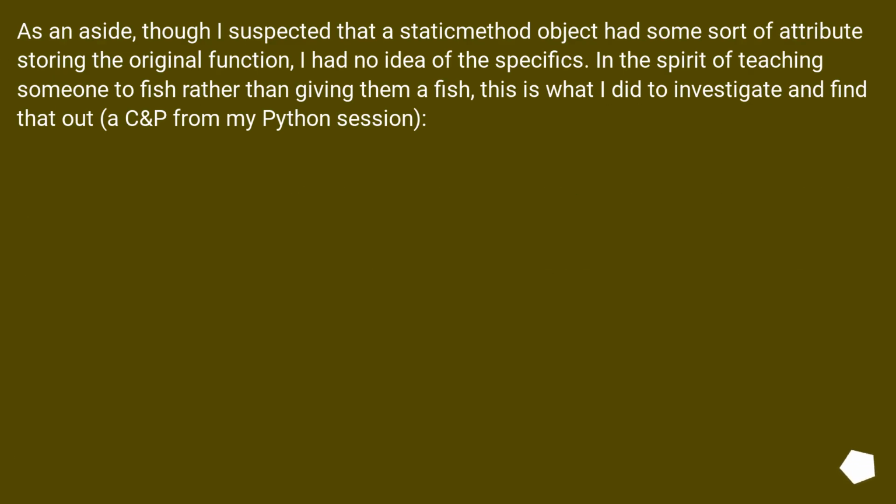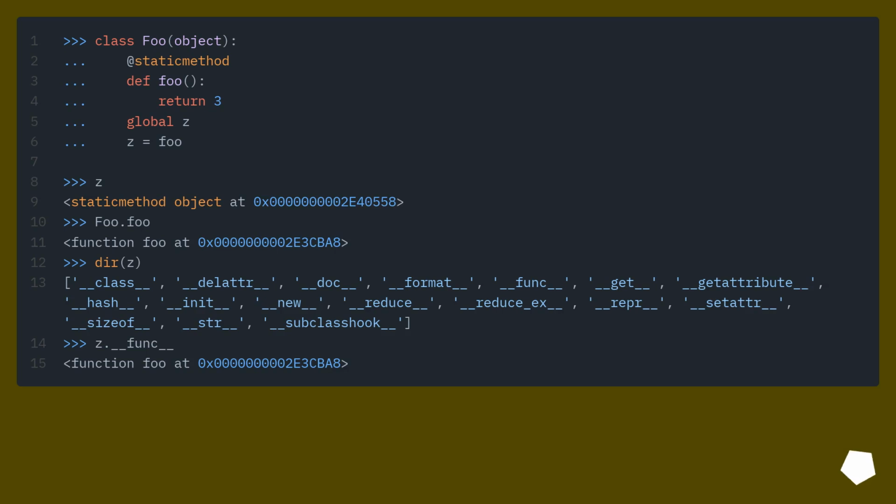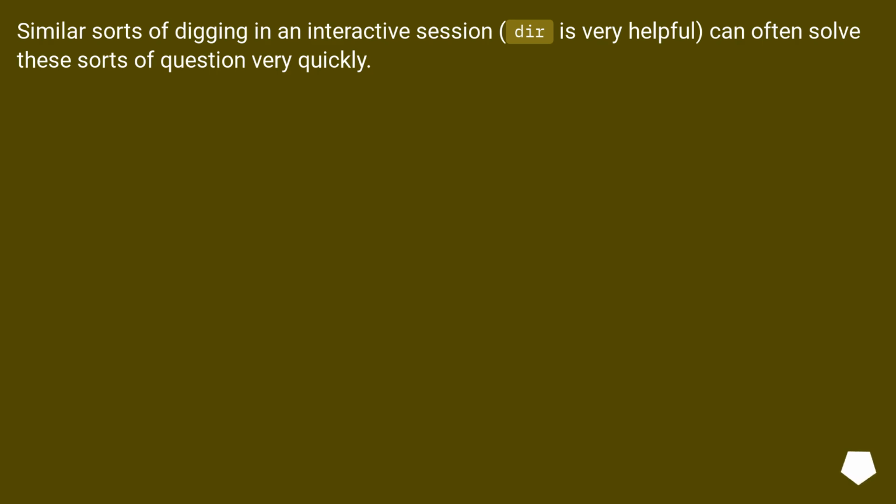As an aside, though I suspected that a staticmethod object had some sort of attribute storing the original function, I had no idea of the specifics. In the spirit of teaching someone to fish rather than giving them a fish, this is what I did to investigate and find that out, a copy and paste from my Python session. Similar sorts of digging in an interactive session, dir() is very helpful, can often solve these sorts of questions very quickly.